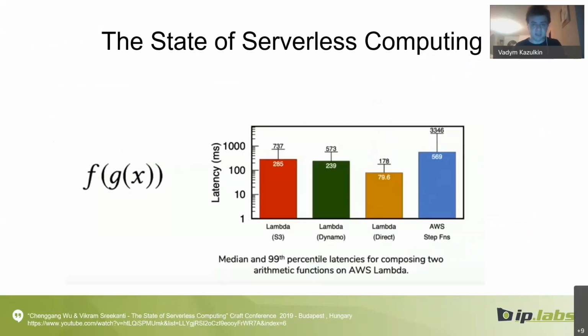And in the State of Serverless Computing, they measure the throughput when you write from Lambda to S3, the median and the 99th percentile, and you see these latencies at around even 300 milliseconds per request, and they can go above.